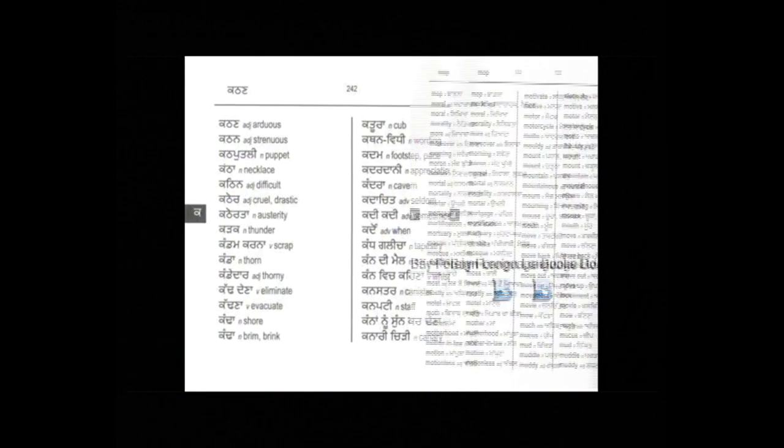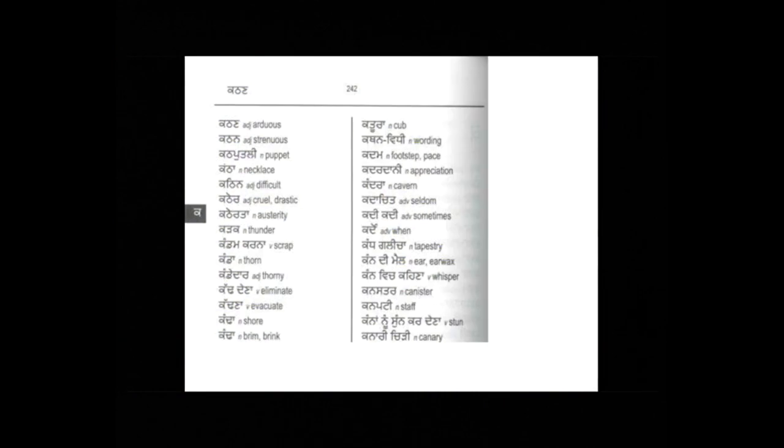Otherwise, you can combine both and get to the answer. So this is a bilingual dictionary. Bilingual means a translation. This is English to Punjabi. Now this is Punjabi to English.